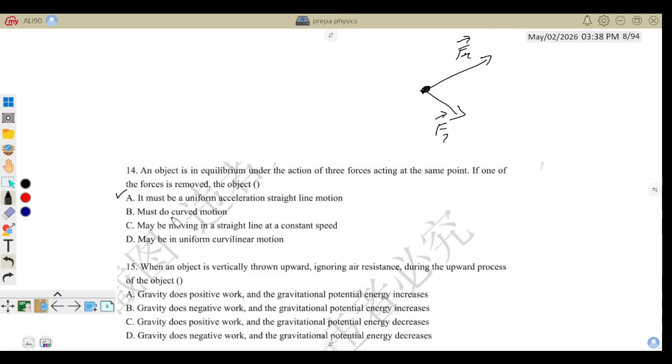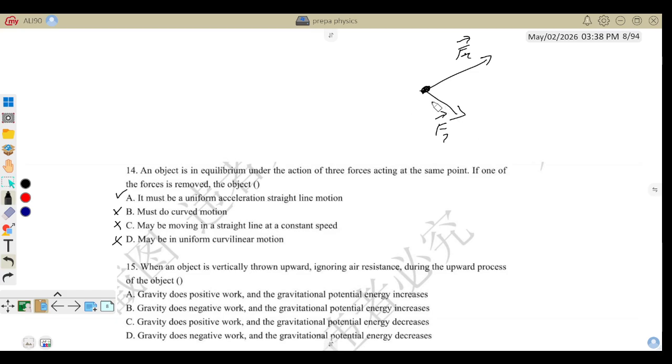For B, must be curved motion. That is not the good one. Maybe moving in a straight line at a constant speed. Okay, that is not the good one as well. Maybe uniform curvilinear motion. Why are we going to choose A?